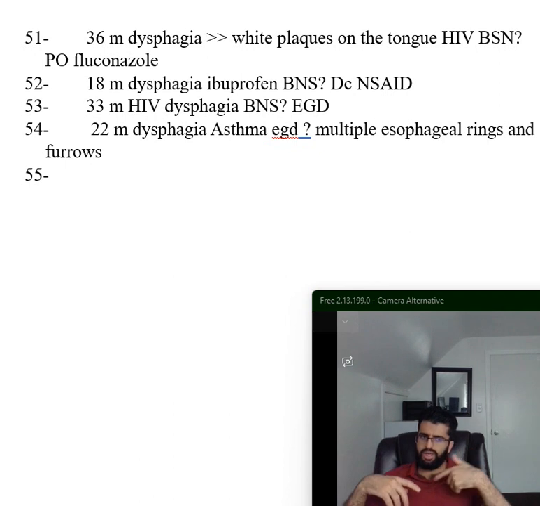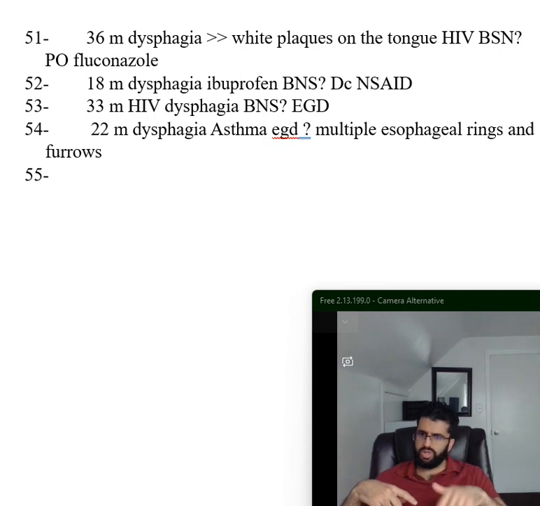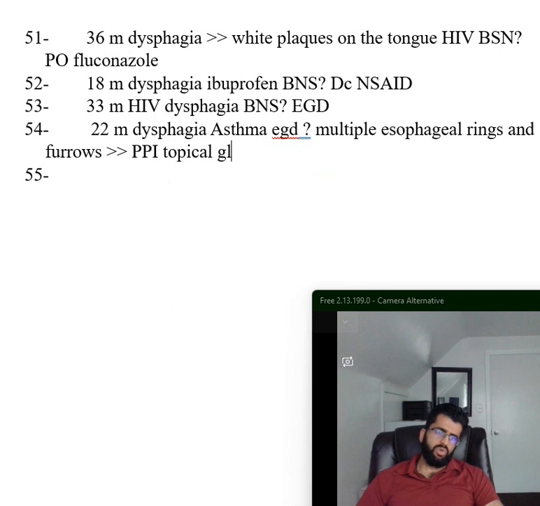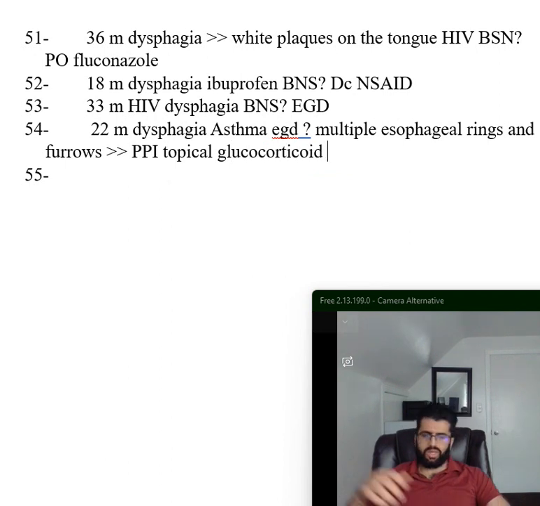How do you treat it? You treat with an elimination diet. Try to see what food triggers it. You give PPI and topical steroid. So you give PPI and topical glucocorticoid. Okay, that's the management of eosinophilic esophagitis.